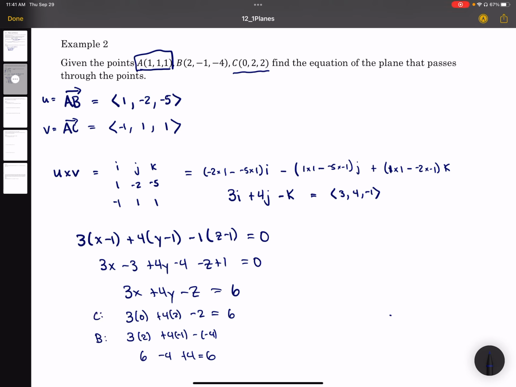So it checks out. Again, the process was we found the normal vector by doing the cross product of the two vectors that were made by the 3 points. We did not have to use AB and AC. You could have used BA and BC, but in some way you're using those 3 letters to make your vectors.